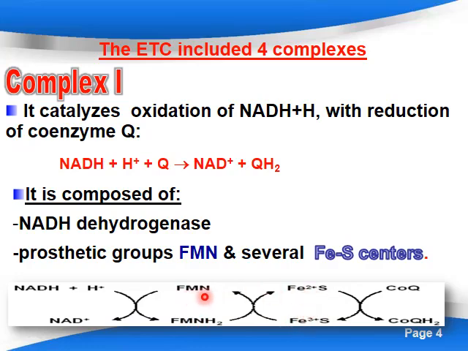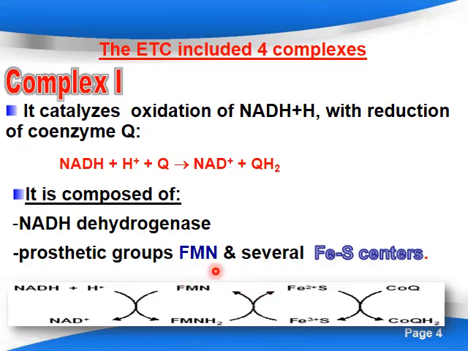It is formed of the NADH dehydrogenase enzyme and the prosthetic group. What is the prosthetic group? It is FMN, a component derived from a vitamin B, riboflavin, and iron sulfur centers. NADH is oxidized into NAD, in which FMN is reduced into FMNH2 and then reoxidized again. This occurs by iron: ferrous is converted into ferric. The final acceptor of hydrogen is CoQ, which is reduced into CoQH2.